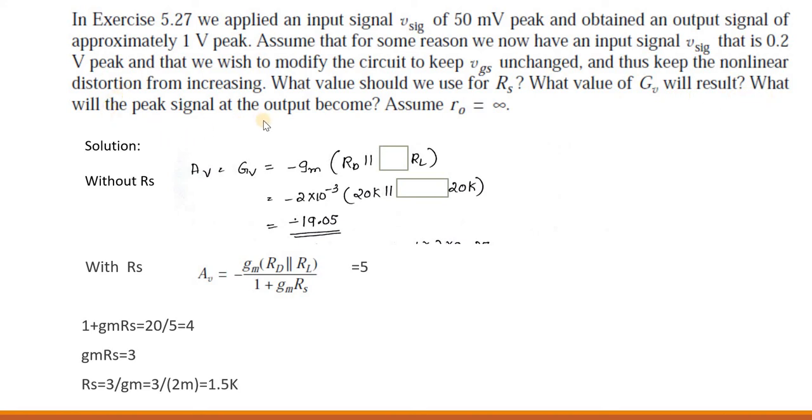What will the peak signal at the output become? So here I'll just be calculating the value of RS. Similarly, you can calculate the GV by applying the formula. GV is minus GM RD parallel to RL divided by 1 plus GM into RS, and then for the peak signal, V0 is equal to I into RD, that you can calculate.